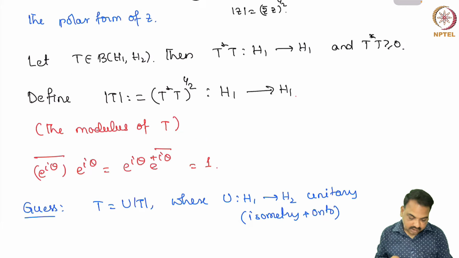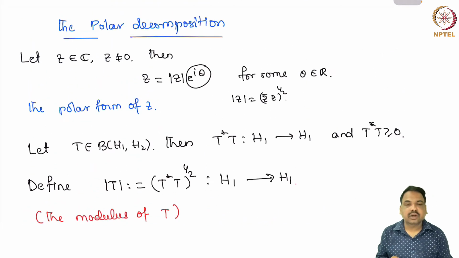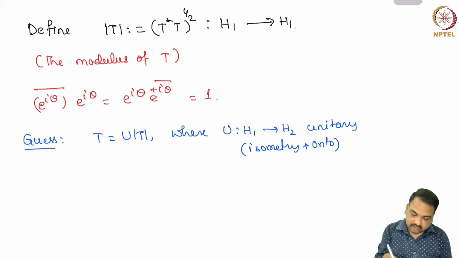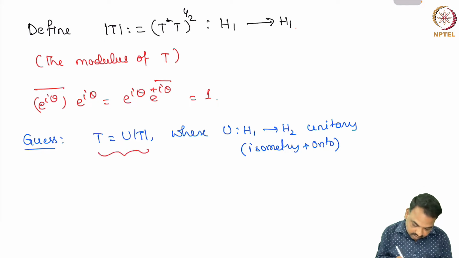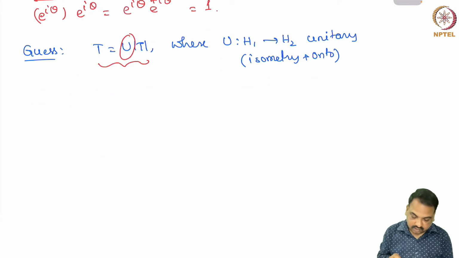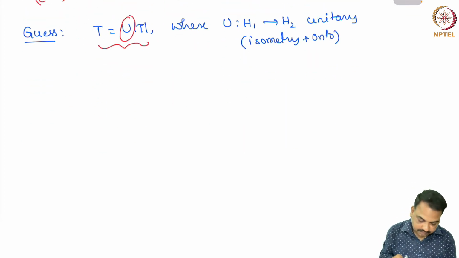But here there is a slight difficulty. A non-zero complex number is invertible, whereas a non-zero operator need not be invertible. So invertibility makes a big difference. When T is invertible, we can conclude that this is exactly the polar decomposition of T, a generalization of the polar decomposition of a complex number. But when T is not invertible, the unitary can be replaced by a partial isometry. That result we call the polar decomposition of T. So let us state the result.